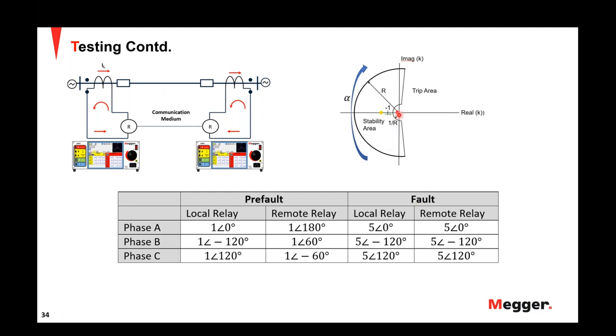And for that, again, for the pre-fault, the point would be somewhere in this area, and the moment it shifts to the fault, it's going to go onto the positive side here, which is your trip area, right, for the internal fault. So this is your internal fault, and the relays are supposed to trip within a cycle or less than a cycle. That's how fast they're supposed to trip for the test.